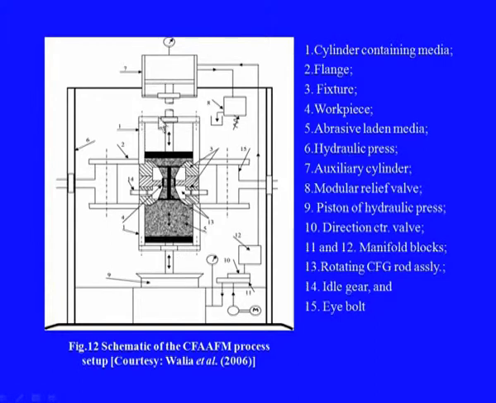This is again the basic AFM setup, as we have been seeing associated with different other processes, in which this is cylinder 1 and this is cylinder 2 with media filled in. The media will be pushed from this side and will be collected this side, and it will continue to be pushed on either side. In between, the workpiece will be held here through this fixture arrangement, and this black feature is nothing but the centrifugal force generating rod assembly.